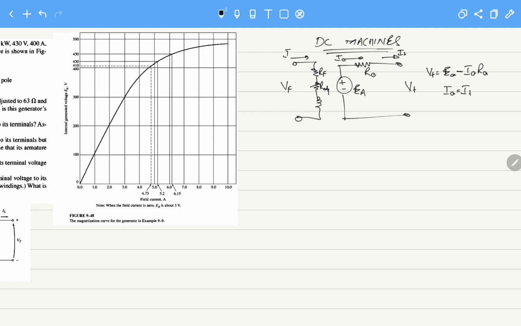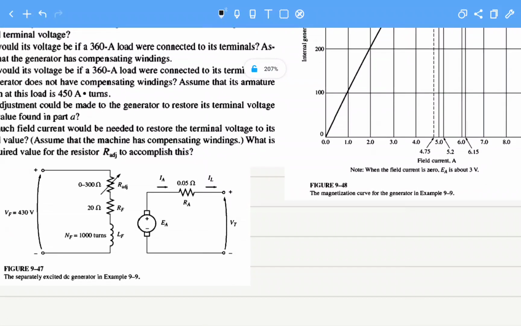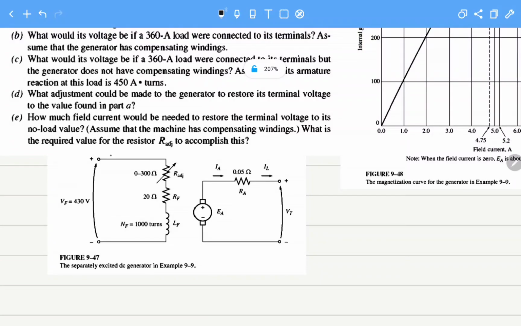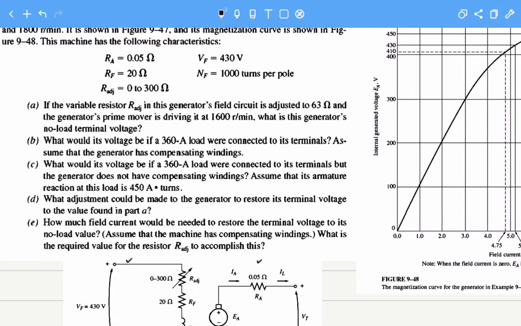And at this side, IF equals VF over this complete RF. RF is basically equal to RFW, the field winding resistance, plus R adjustable. So this is basically a separately excited generator. Here we have the separately excited generator. This is the field part, and this is the armature part, and you can see the voltages applied. So the first question is, and these are all the values they have given to us.